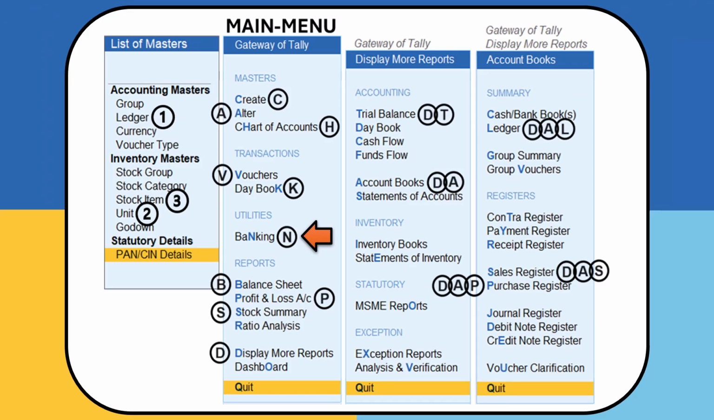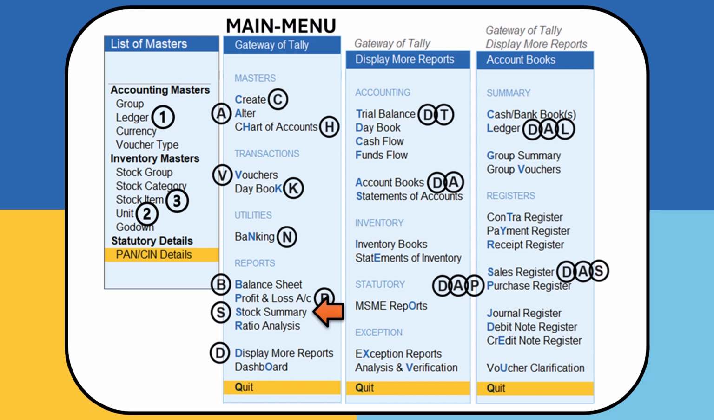Next, in the Gateway of Tally, there is the Banking menu. Reports and forms related to banking are available here. In due course, we will be learning about bank reconciliation in detail. Then, in the Gateway of Tally, under the Reports heading, there are reports for finalization of accounts, mainly the profit and loss account and the balance sheet. We will discuss these later in the course.